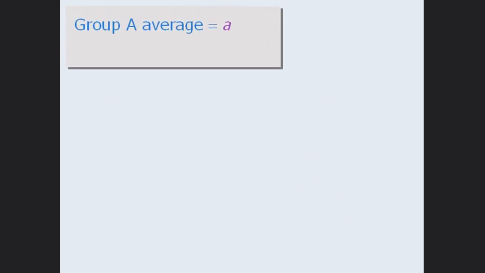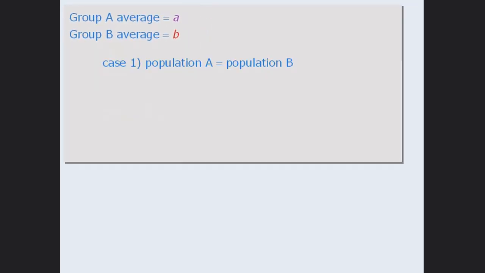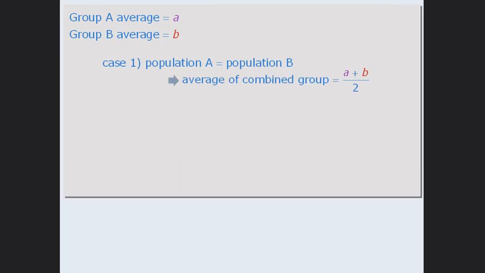To set this up, let's say that Group A has some average measurement A and Group B has some average measurement B. Now, when we combine these two groups, the average of the combined group will depend on which group has the greatest population. This gives us 3 cases to consider. Case 1 is that the population of Group A equals the population of Group B. If this is the case, then the average of the combined group will be equal to the average of the averages of the 2 individual groups.